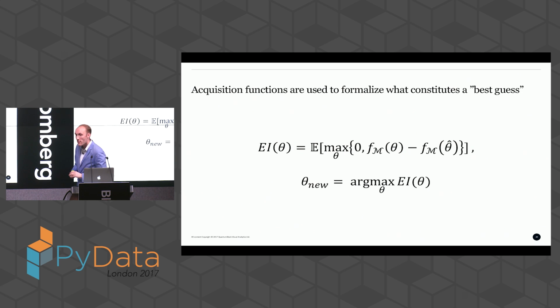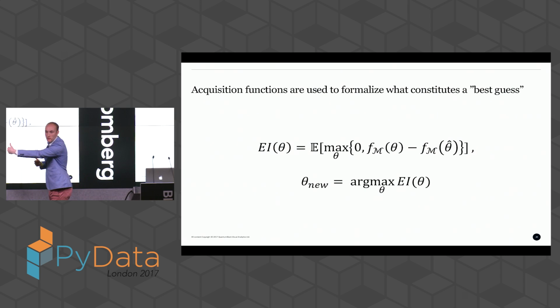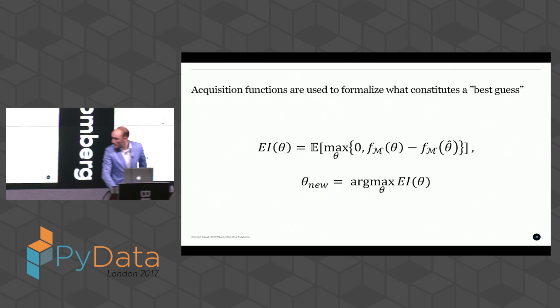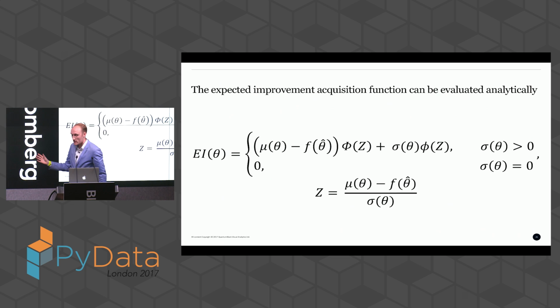Sorry? Why is it maxed with 0? Because you don't really want to look at the negative things. You want to look at points where you're going to increase, not points where you're going to decrease. You're not really interested in that, right? So, cool, you can actually evaluate it like this.